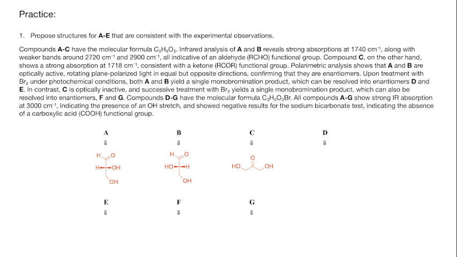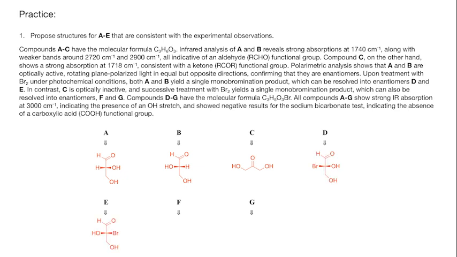Next, upon treatment with Br2 under photochemical conditions, A and B yield single monobromination products that can be resolved into enantiomers D and E. Bromination occurs at the asymmetric secondary carbon, C2, of glyceraldehyde. The radical intermediate leads to a non-stereoselective reaction, producing both enantiomers of the monobrominated glyceraldehyde, which are D and E.